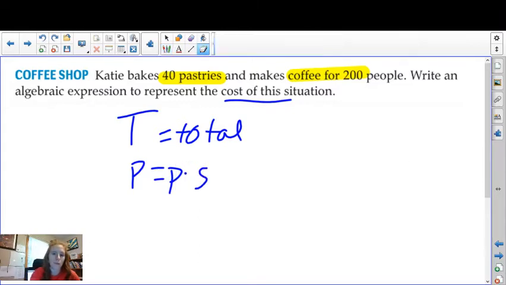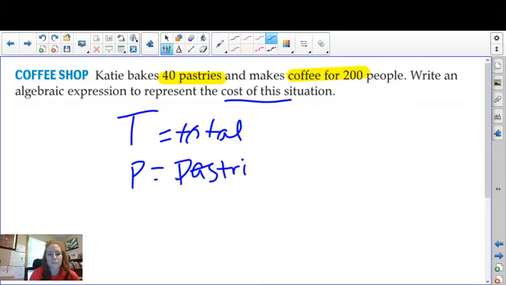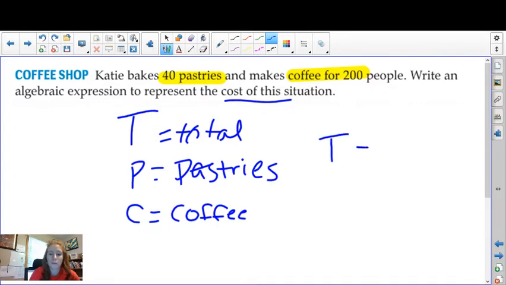Oh, computer, you're very frustrating. And we can say C equals the coffee price. So my total is equal to 40 pastries plus 200 coffees.